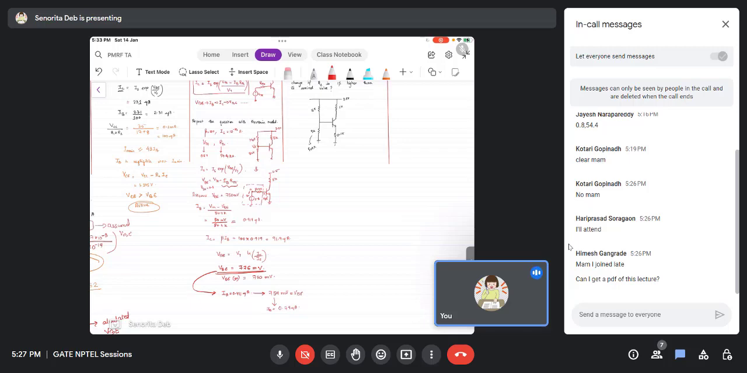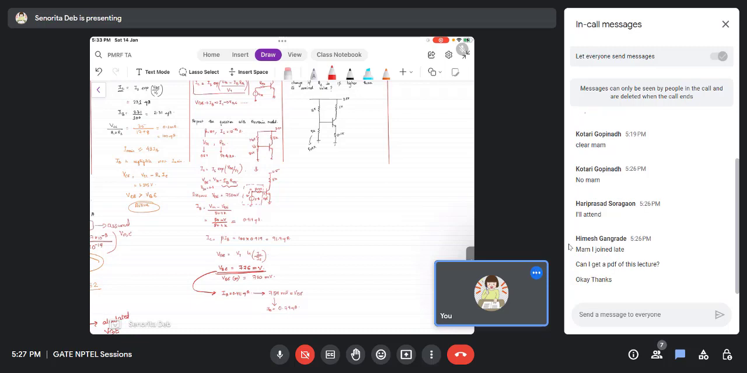So I have basically finished simple biasing and resistor divider biasing. You can revise that from any book.